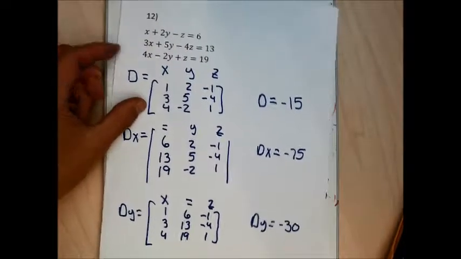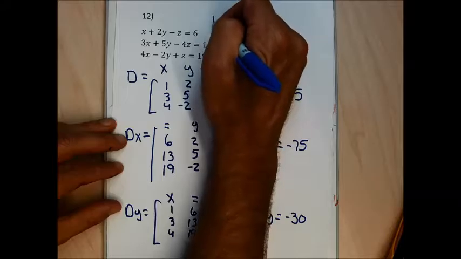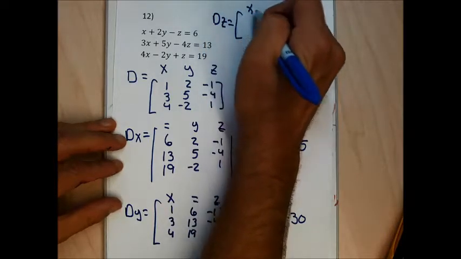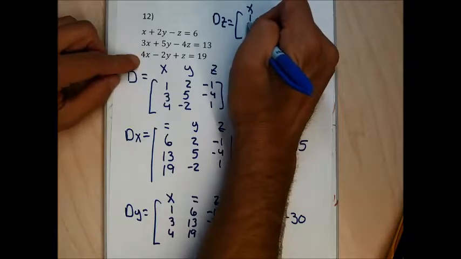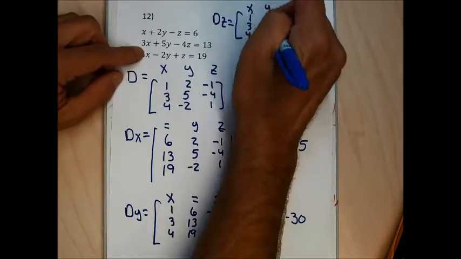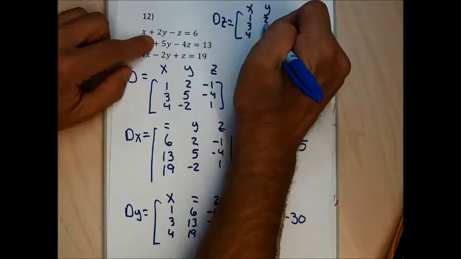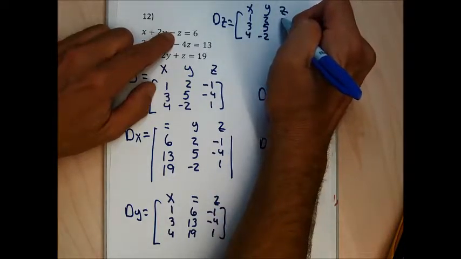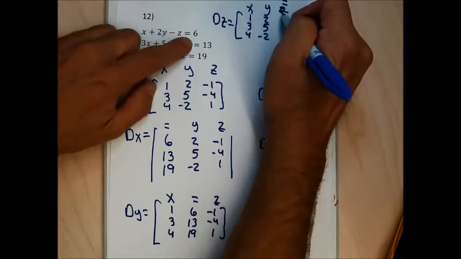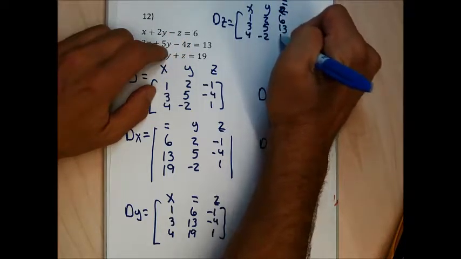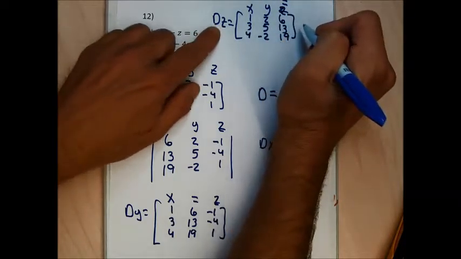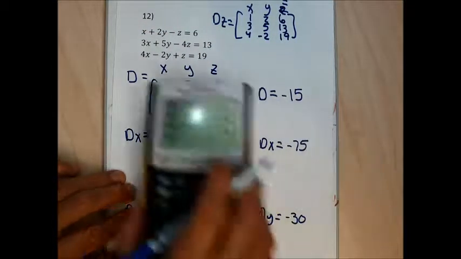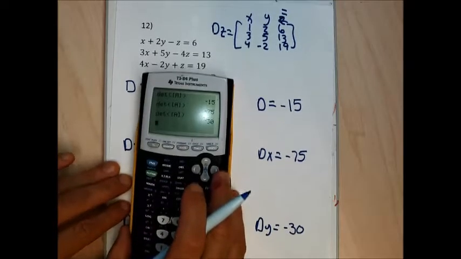Last one I need to compute is D sub z. And D sub z starts off with the coefficients of the x's, which are 1, 3, and 4. Then it has the coefficients of the y's, which are 2, 5, and negative 2. And then it has the coefficients of the equals column, which is 6, 13, and 19. For each letter, we change its column to the equals column. I'm going to enter this on my calculator.